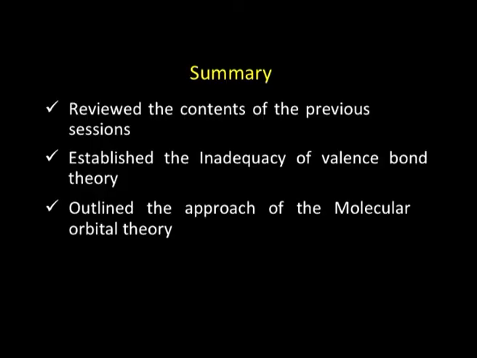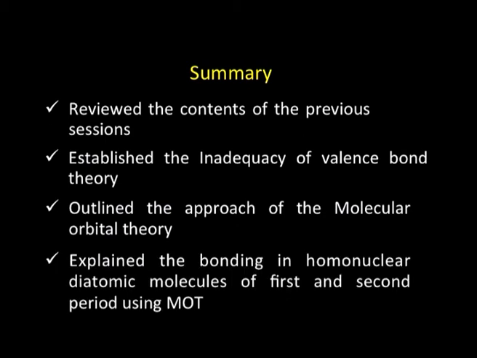Having done that, we outlined the basic approach of molecular orbital theory, and then we explained bonding in homonuclear diatomic molecules of first and second period atoms using molecular orbital theory. Herein we focused attention only on some of the atoms, and the rest of it we will take up in the next session.